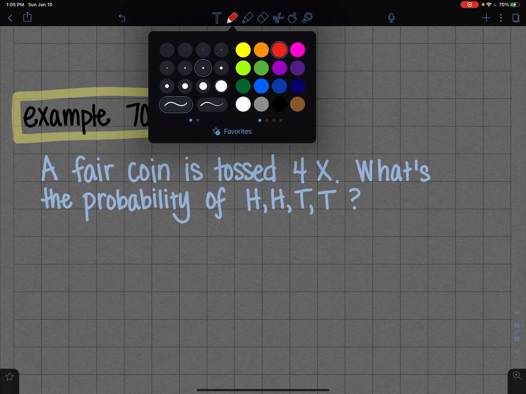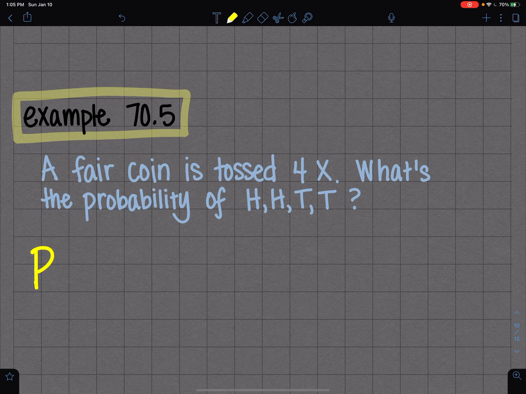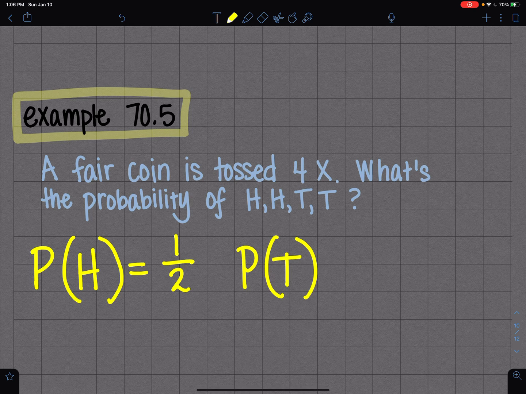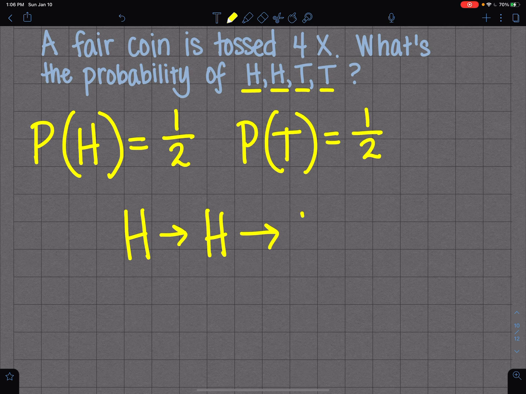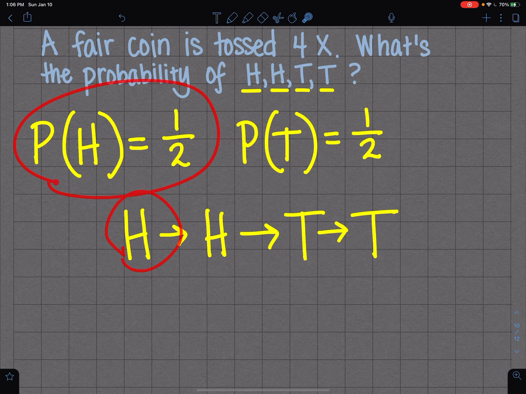Now, let's do the Pope equation. And let's just look at one of these things. The probability of heads with 1 toss is 1/2. And the probability of tails in 1 toss is 1/2. So if you want to get heads, heads, tails, tails in that order, then you have to multiply all those probabilities together. So what's the probability of H happening, and then H happening, and then tails happening, and then tails happening? So the probability of H is this, 1/2.